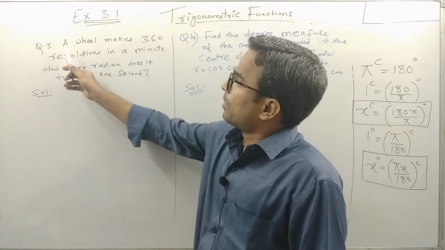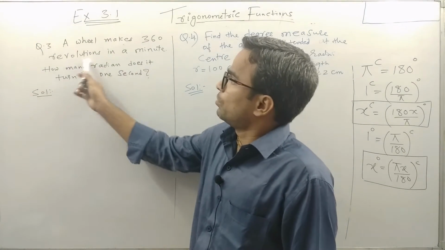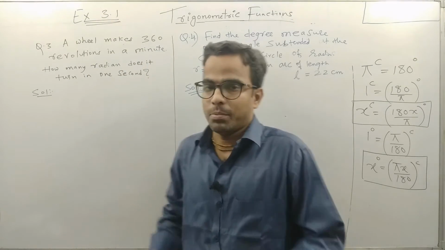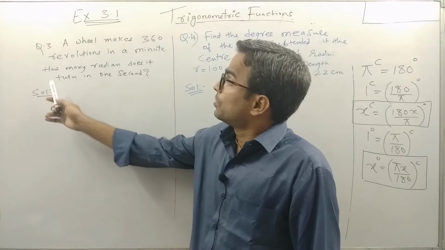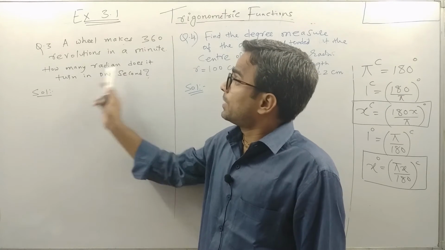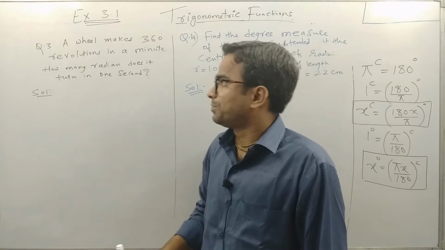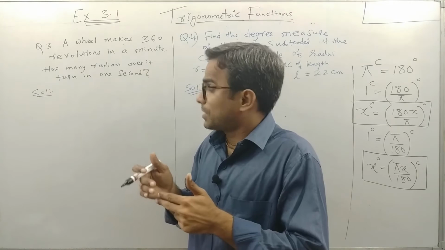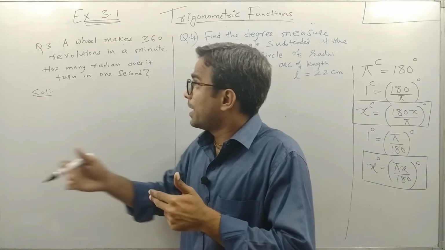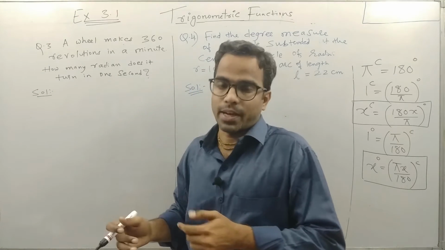So the question is, a wheel makes 360 revolutions in a minute. That means in a minute it is revolving 360 times. So how many radian does it turn in 1 second? So they want to know how much angle in radian does it turn in 1 second.